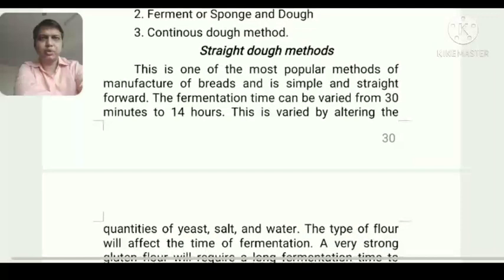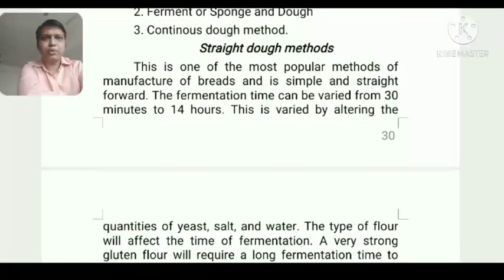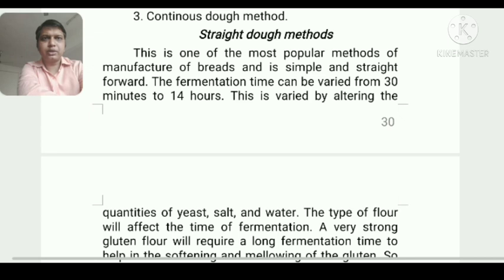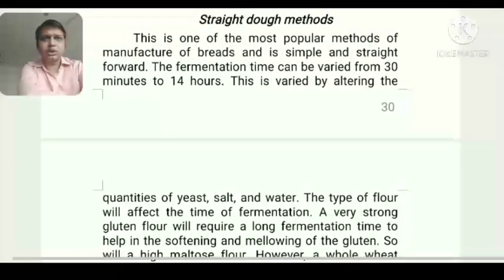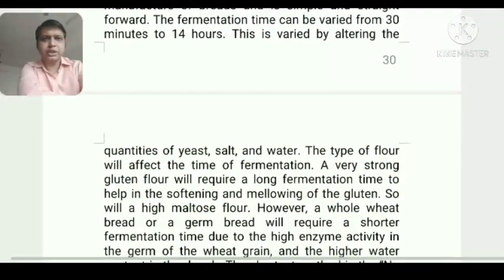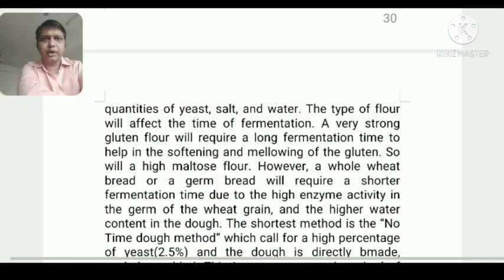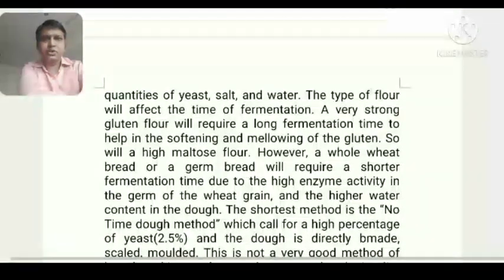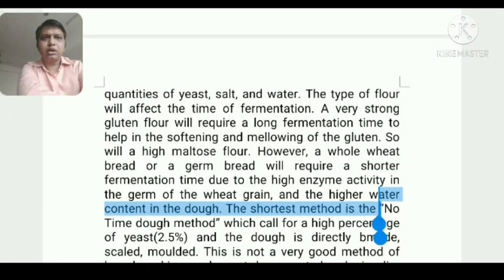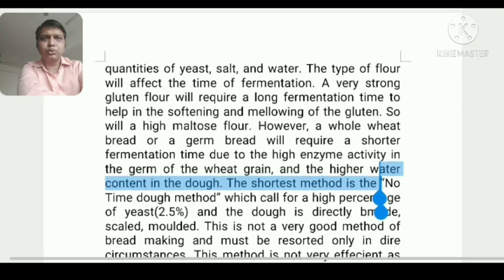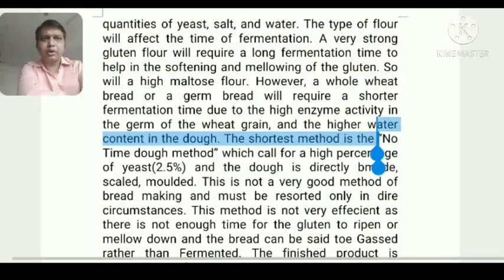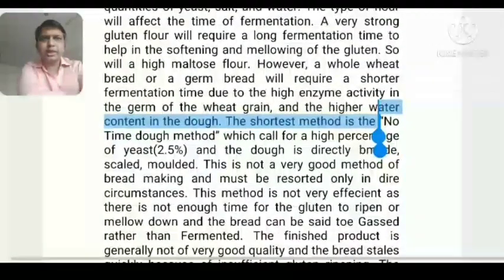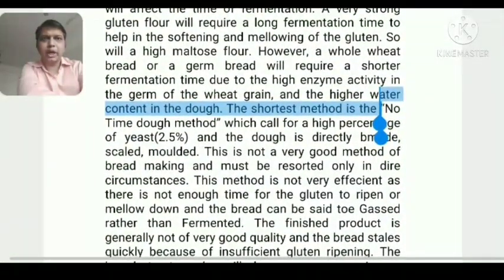Now we read about the straight dough method. This is one of the most popular methods of manufacturing bread and is simple and straightforward. Fermentation times can be varied from 30 minutes to 14 hours. This is varied by altering the quantity of yeast, salt and water. Types of flour will affect the time of fermentation. A very strong flour, gluten flour, will require a longer time of fermentation to help in the mellowing of the gluten. So will a high maltose flour. However, a whole wheat bread or a germ bread will require a shorter fermentation time due to the high enzyme activity in the germs of the wheat grains and the higher water content in the dough.